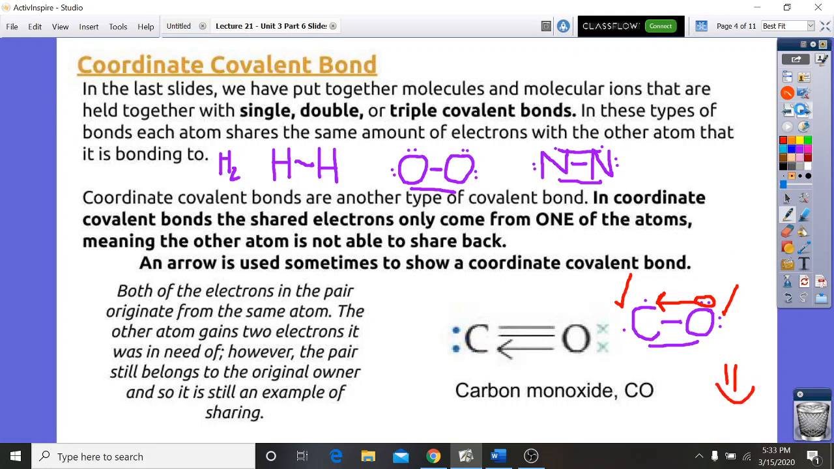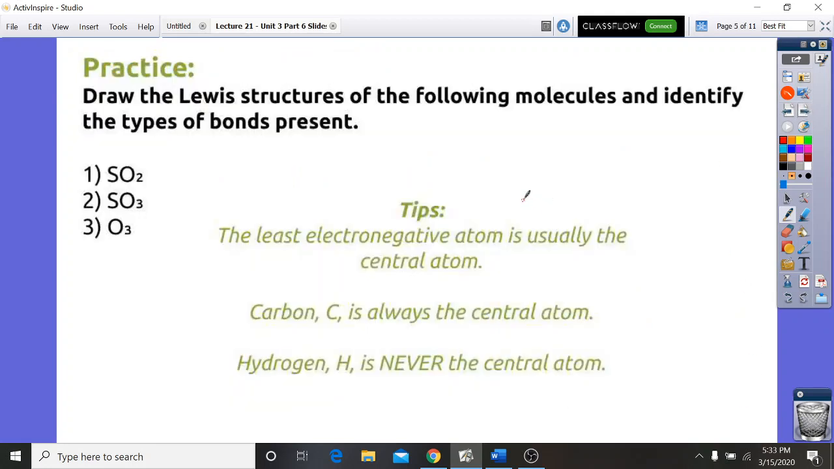Basically, you're going to use a coordinate bond whenever you feel like you've done the molecule incorrectly or you're missing 2 electrons. So if you keep trying to do what you usually do and it doesn't work out, then go ahead and try to do the example again using a coordinate bond. Let's use SO2 as an example.